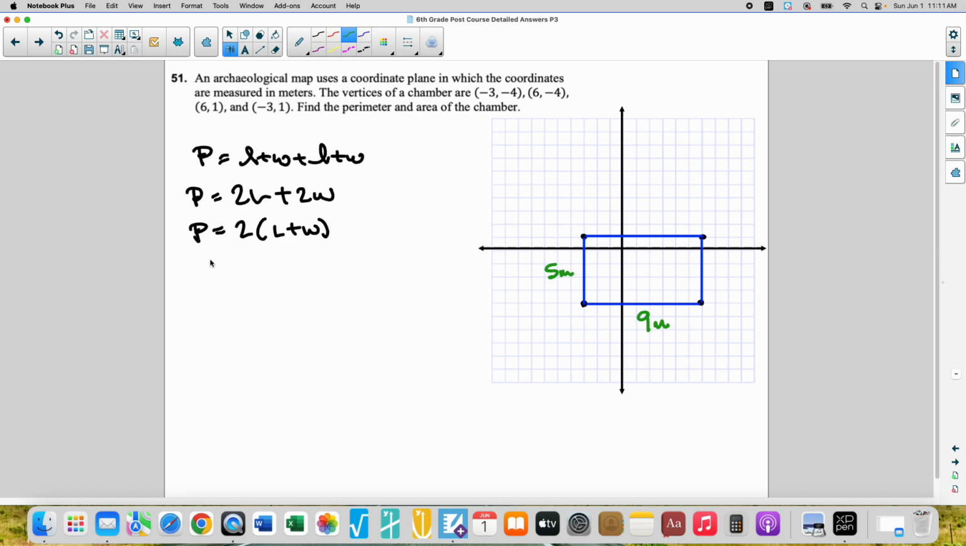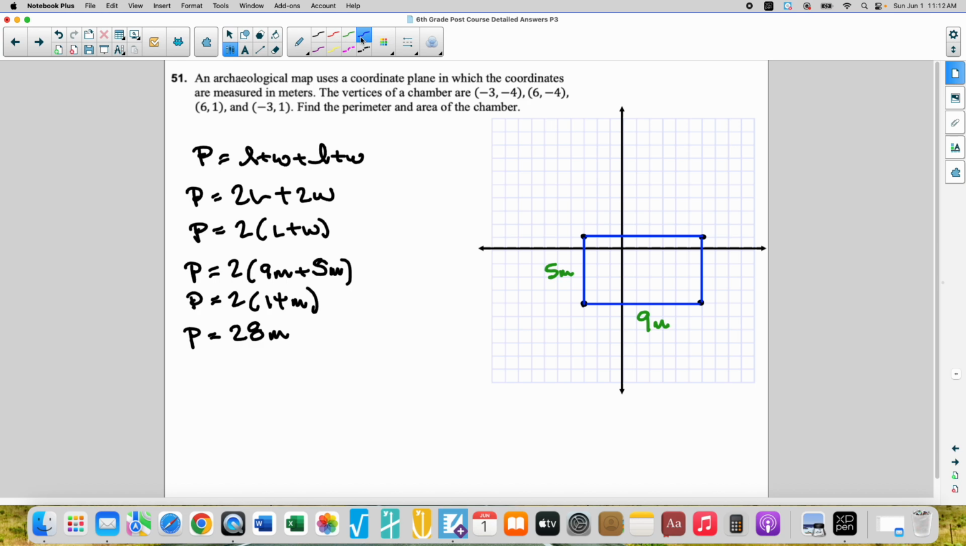So let's put that in. So P equals 2 times length, which is 9 meters, plus 5 meters. P equals 2 times 14 meters. Meters plus meters is meters. And then 14 times 2 is 28 meters. Meters is one-dimensional, so perimeter is one-dimensional, so it'll always be meters to the first. So that was our perimeter.